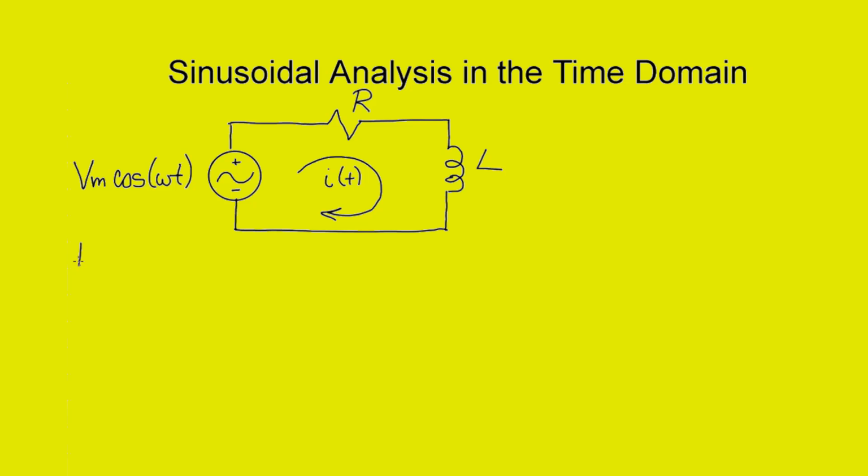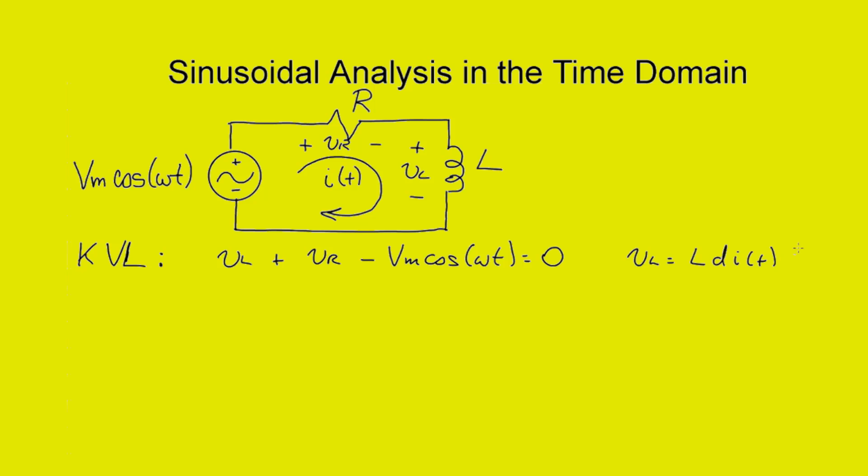To begin, we'll start by using Kirchhoff's voltage law to write an equation for the voltage around the loop. Going around the loop, we're going to have the voltage across the inductor, VL, plus the voltage across the resistor, VR, minus the voltage across the source. So we can write then that VL plus VR minus Vm cos omega t all adds to 0, where we recognize that the voltage across the inductor, VL, will be given by L times the derivative of the current with respect to time, and VR, the voltage across the resistor, will be R times the current as a function of time.